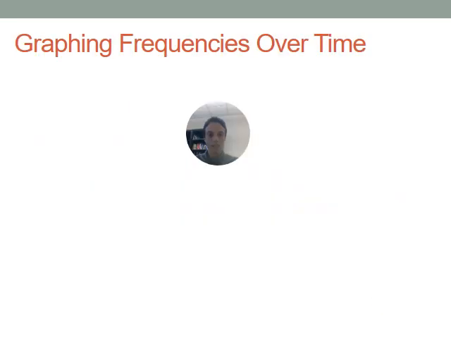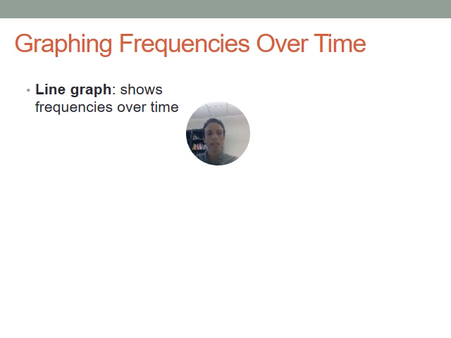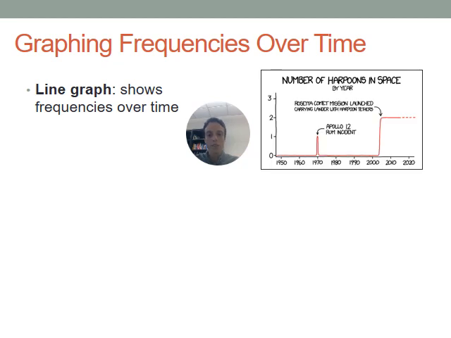So, graphing frequencies over time. If you want to show change over time, a line graph is probably going to be your best bet. What a line graph shows are two axes. Your x-axis, or horizontal axis, typically has some measure of the passage of time, and your y-axis, or vertical axis, typically has some sort of count or frequency, or could be relative frequency as well.